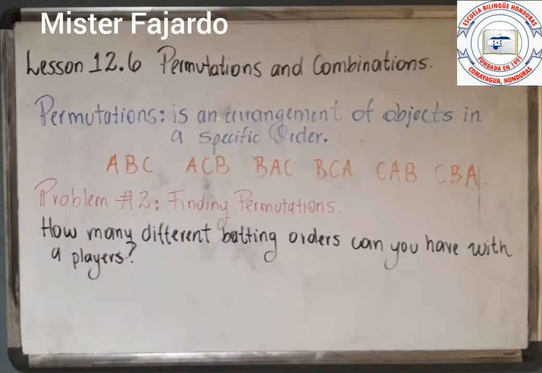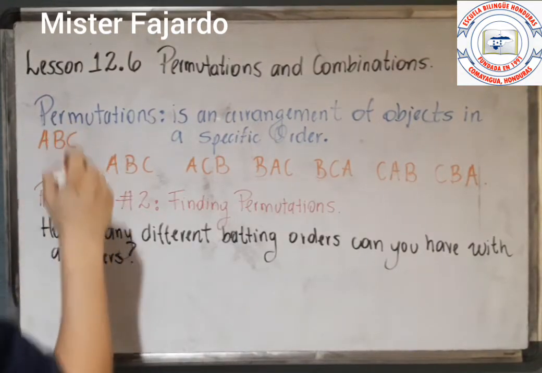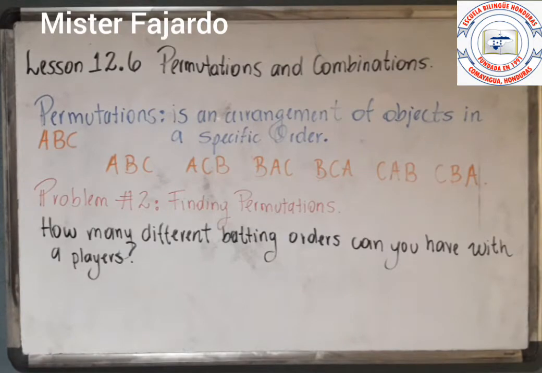In problem number 2, we need to find permutations, but in this case, we need to first understand what permutation means. It's really important that you understand the concept because permutations and combinations are a little similar, but also different, okay? First, you need to know that a permutation is an arrangement of objects in a specific order. For example, I'm going to organize 3 letters, okay? A, B, and C. These 3 letters that I already have here. A, B, and C. And I can arrange them in different orders.